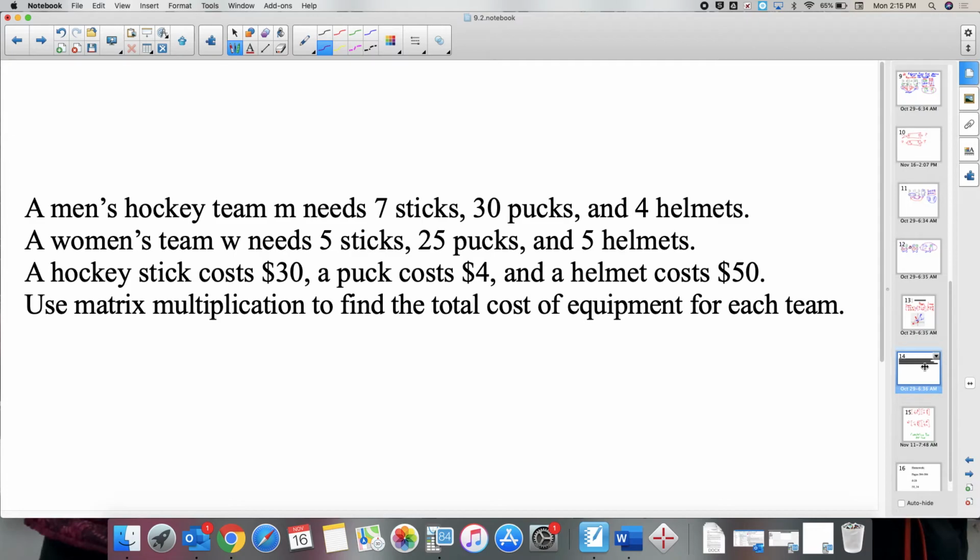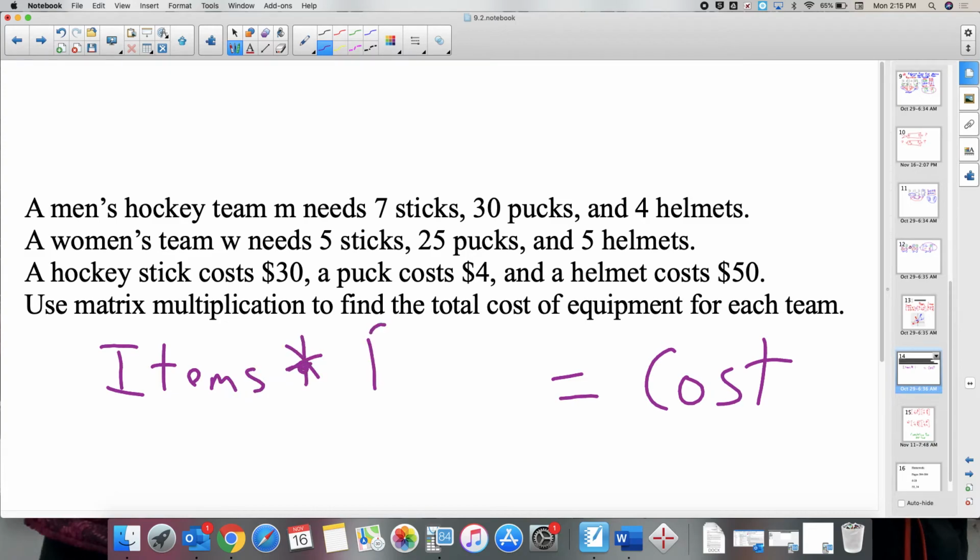If I wanted to find the total cost, if I was just looking at it to set up an equation, we would take the items times the price, and it will give us the total cost. Well, our items need to be organized. In this problem, they have 2 different sets of information. So I'm going to set it up just as we see it there.